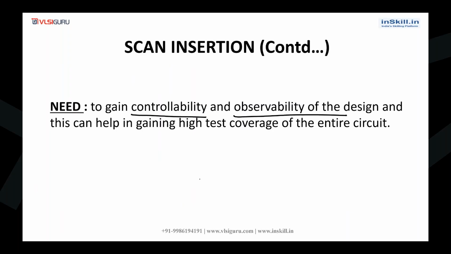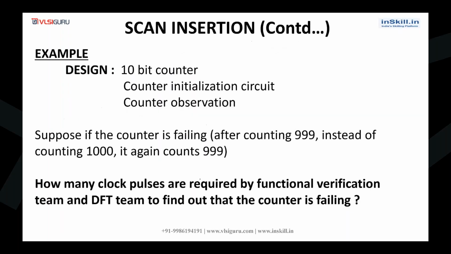Here, in the same counter example which we discussed, we had a 10-bit counter with a counter initialization and a counter observation circuit. The counter is failing. After counting 999, instead of counting 1000, it again counts 999.